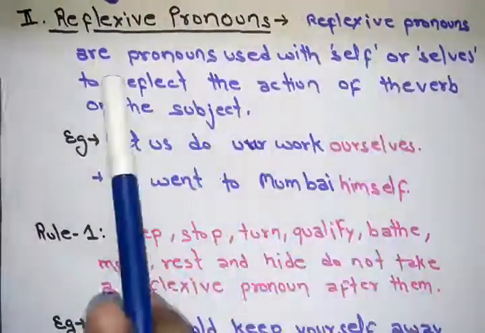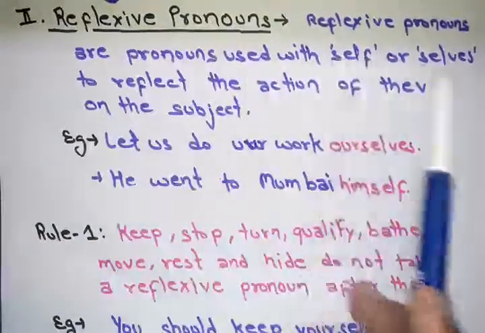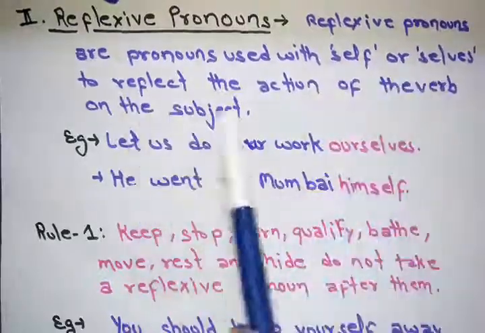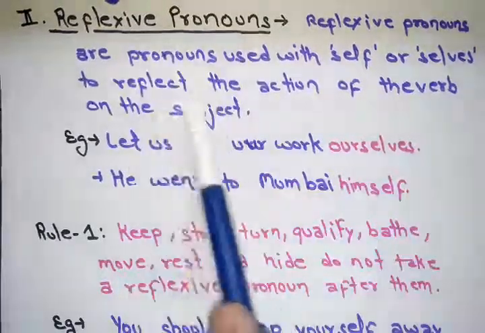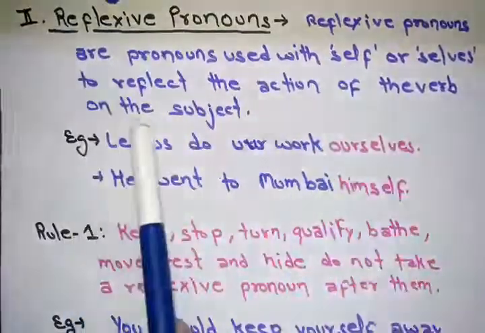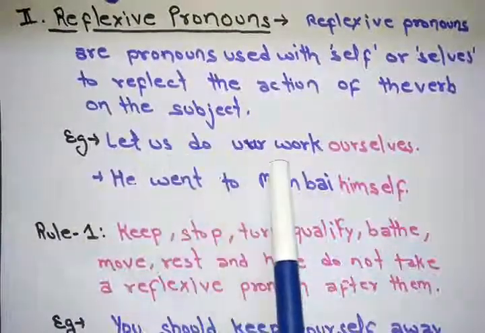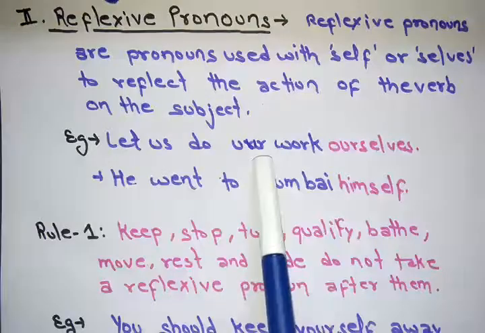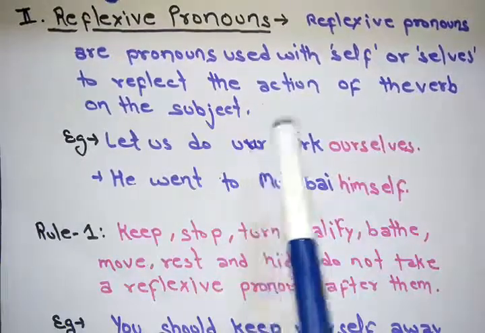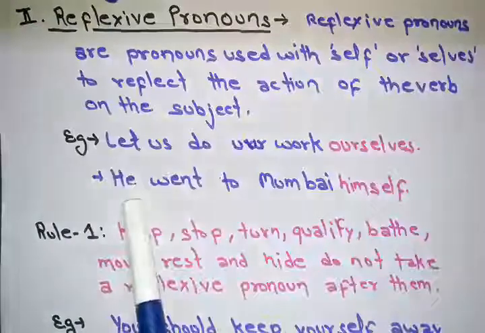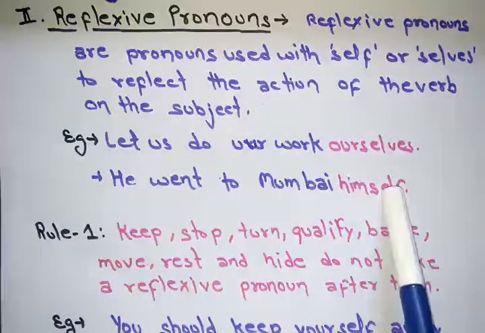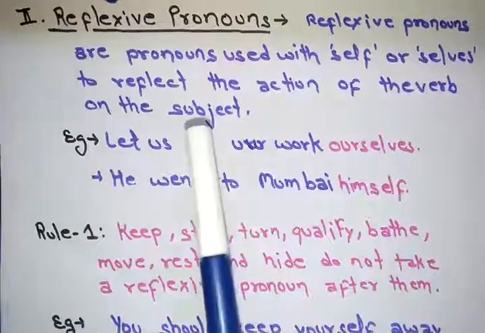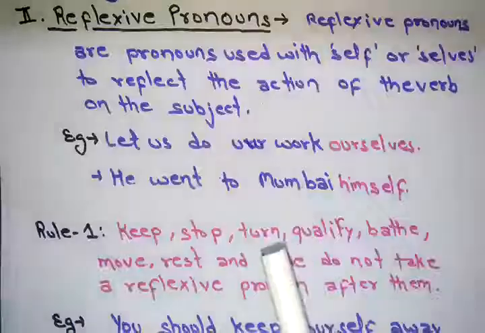Reflexive pronouns are pronouns used with self and selves to reflect the action of the verb on the subject. So it reflects the action of the verb. For example, let us do our work ourselves. So it shows that we do our work ourselves. And next example, he went to Mumbai himself. So it reflects the action of the verb on the subject. So this is a reflexive pronoun.